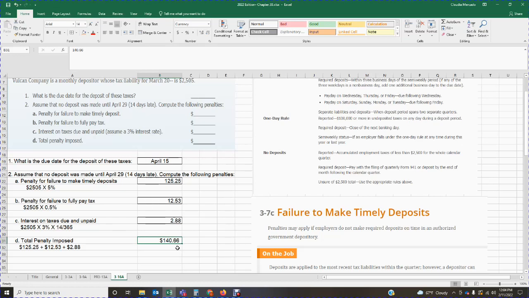Okay, so you're going to be working with this information. You're going to be preparing these reports, the 941. All of this information is going to be very helpful to you. So it's very critical that you understand what you're doing.